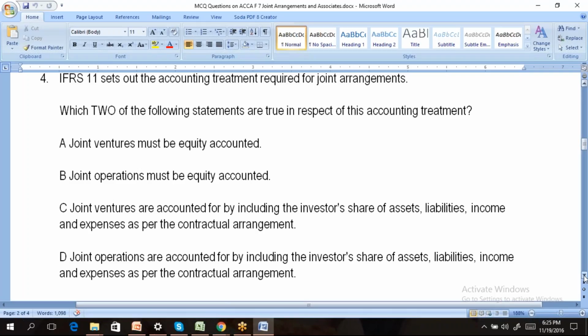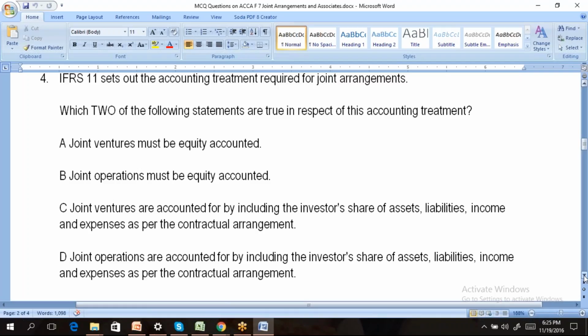IFRS 11 sets out the accounting treatment required for joint arrangements. Which two of the following statements are true in respect of this accounting treatment? A: Joint ventures must be equity accounted. B: Joint operations must be equity accounted. C: Joint ventures are accounted by including the investor's share of assets, liabilities, income as per the contractual arrangement. D: Joint operations are accounted by including investor's shares.